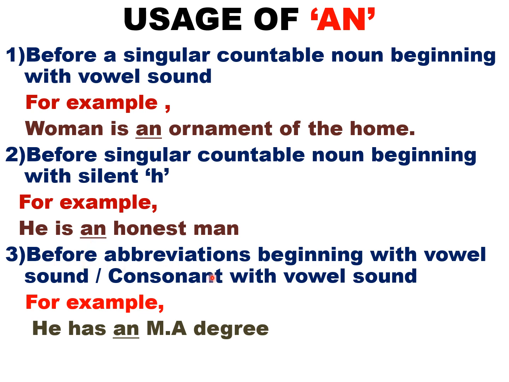Before abbreviations beginning with a vowel sound, or a consonant with a vowel sound: He has an MA degree. This MA is an abbreviation and the pronunciation of MA is em-ay. The abbreviation begins with a vowel sound, so an MA. This M is a consonant but it has a vowel sound, so an MA.